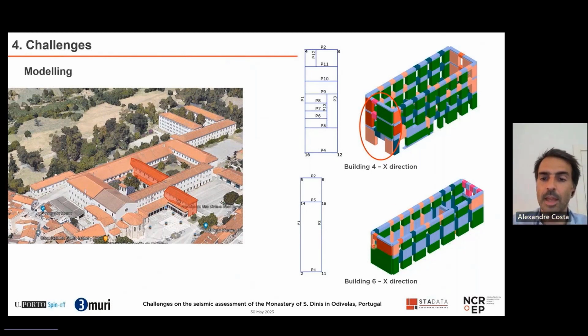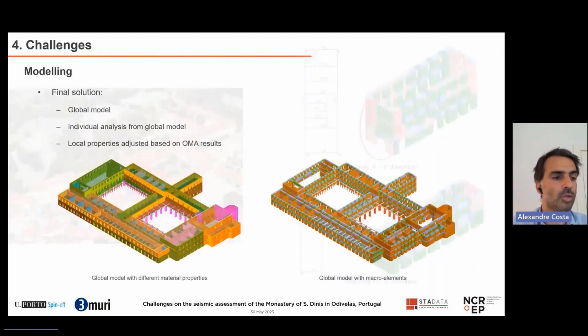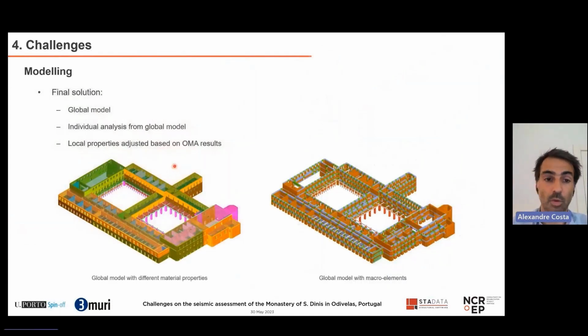And the same thing came out for building number 6, that is this one. So we have here two perpendicular walls, and you cannot simulate this easily and control the behavior. So we start adding walls, for example, here we start adding this wall, there, here, there, but then everything started to be connected. So in the end, we decided to go to this challenge that was to build a global model.